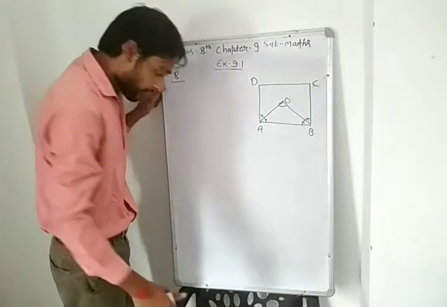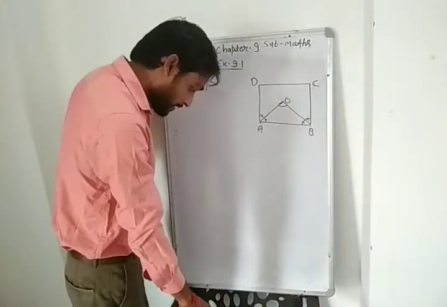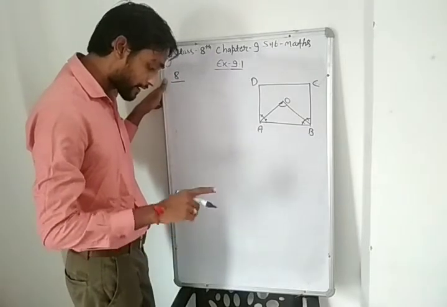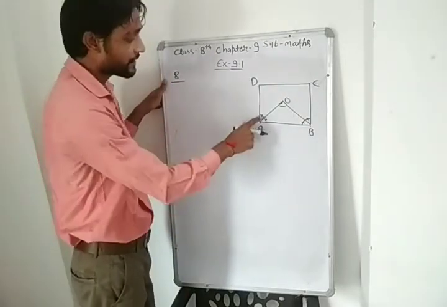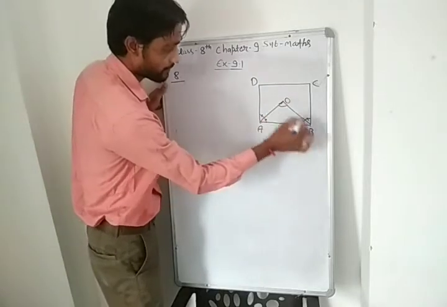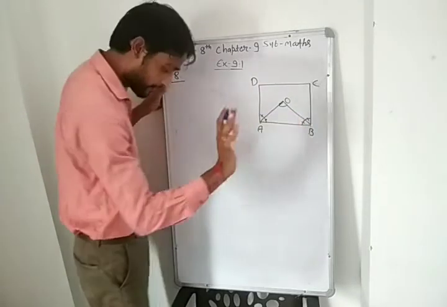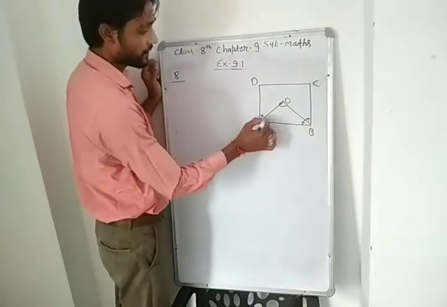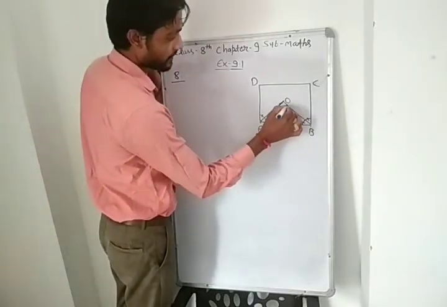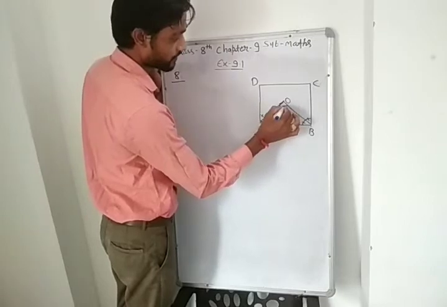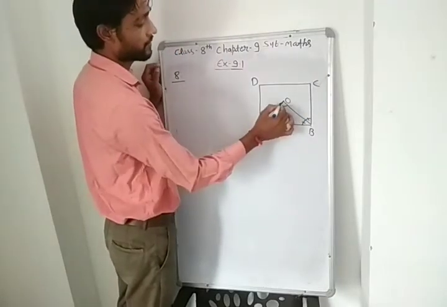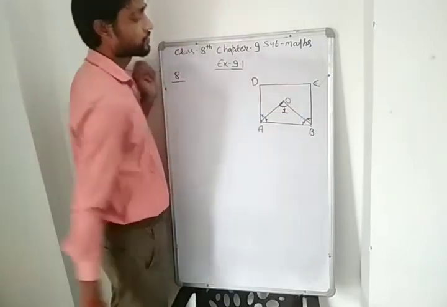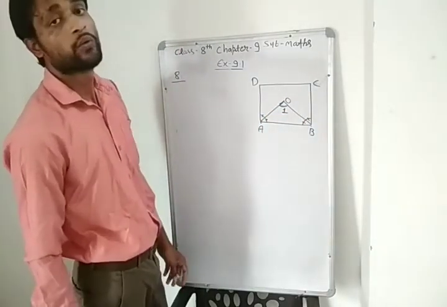Clear? And now, in the given figure, the bisectors of angle A and angle B of parallelogram ABCD meet at O. Find the measure of angle AOB. AOB, this angle. Suppose, for example, this one is angle 1. So you have to find out the value of angle 1.